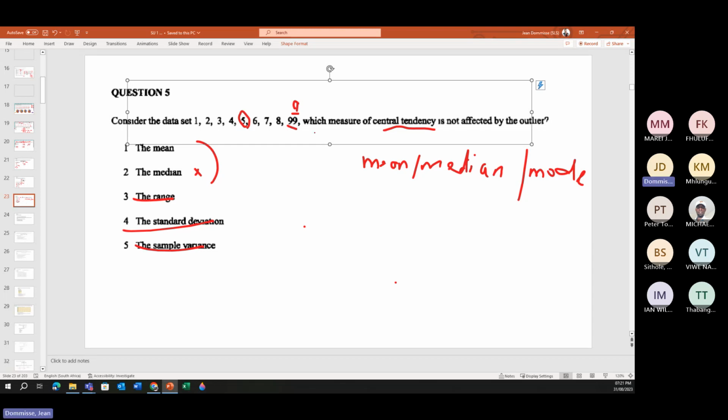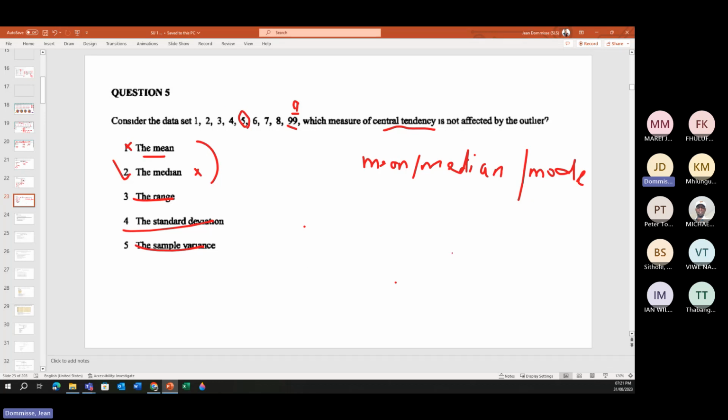Okay, so for the median, it is not being affected by the outlier. So that is correct. If that number was 9, the mean will definitely be different. So the mean will be affected. So that is also wrong.